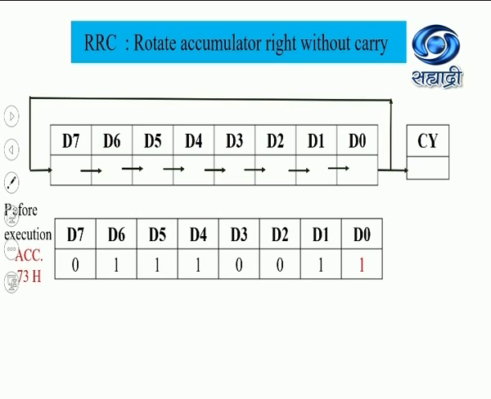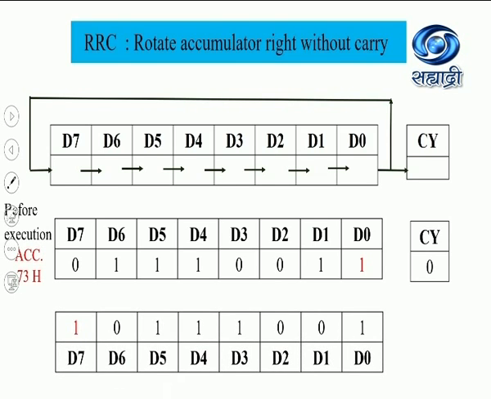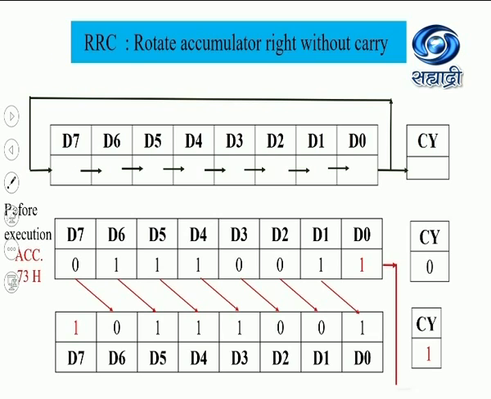For example, accumulator contains 73. Now we will take the data. This is 7 and this is 3. Initially carry is 0. When microprocessor executes RRC, it will perform: 0, which is at D7 position, goes to D6, 1 goes to D5, 1 goes to D4, 1 goes to D3, 0 goes to D2 position, D2 goes to 0, 1 goes to 1. Now here D0 bit goes to carry, so carry becomes 1 and it also goes to D7 position.